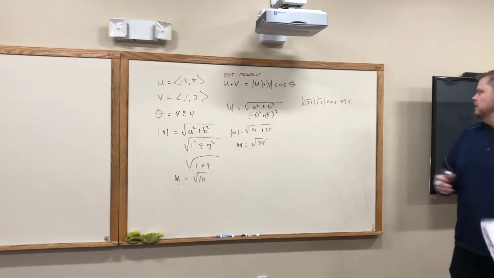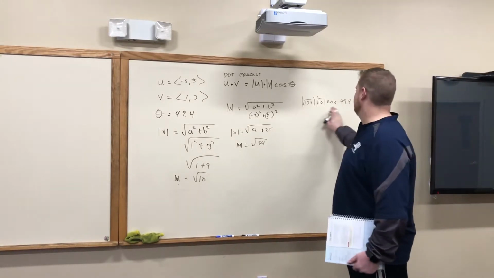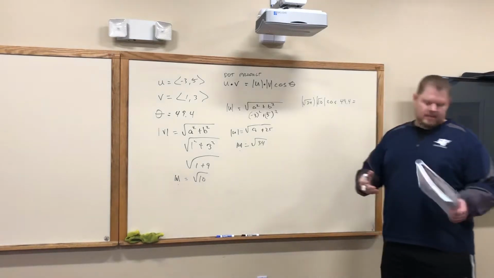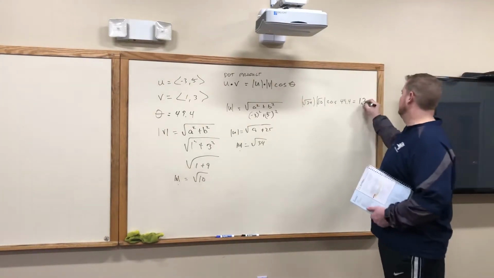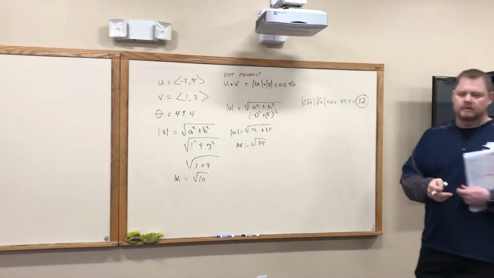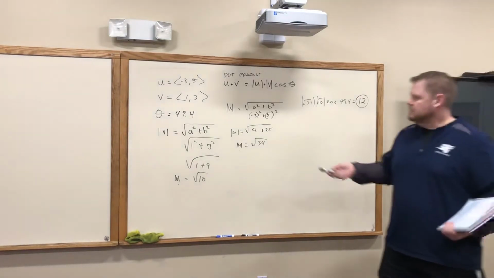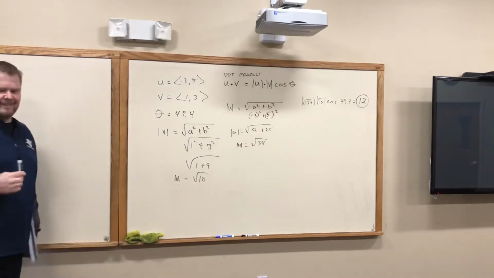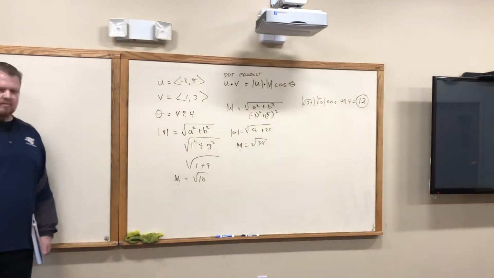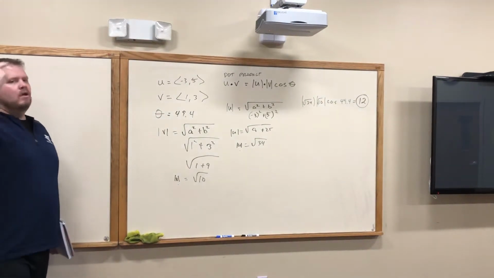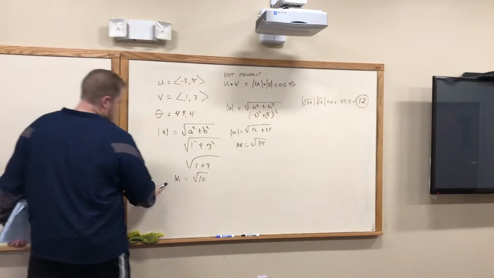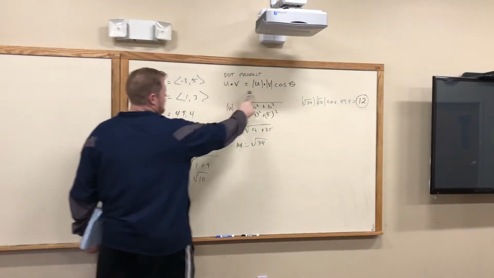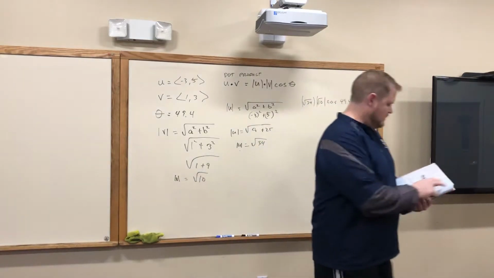These are all numbers that can be put into a calculator. Put that number into a calculator and you get the answer of 12. Once again, to find your absolute value of v, which is your r, your modulus or your hypotenuse or whatever you want to say it is, you find your absolute value, plug it in, cosine theta, and that's how you would solve that.